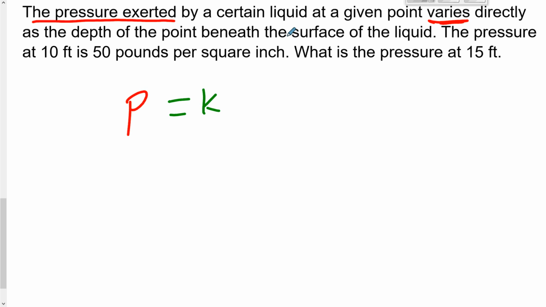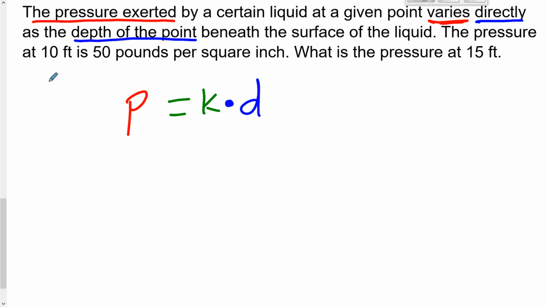What comes after that? We're going to multiply or divide by K. Well, the word directly means multiplication, so we're going to multiply K by whatever follows the word directly: the depth of the point beneath the surface. So depth, can we just say depth? So could we use D? You could use X and Y if you wanted to instead of P and D. Okay, so now we have our equation, right? There's our equation. Now we want to find the pressure at 10.